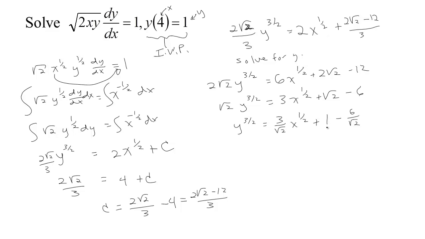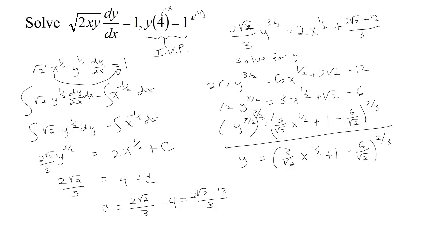We could rationalize the denominator, but to get y alone, all we need to do is raise things to the 2/3 power, because the power of a power is the product of the powers. So we get 2/3 times 3/2 is 1, so y is alone now: 3 over root 2 times x to the 1/2 plus 1 minus 6 over root 2 to the 2/3 power. We have now y as a function of x, right?